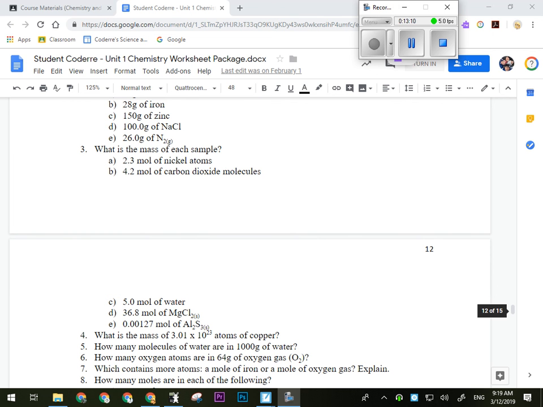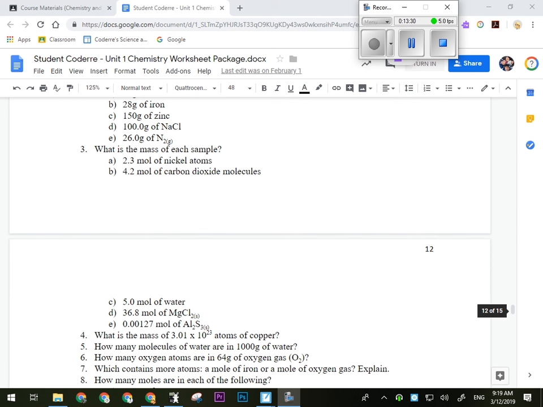So for question number 3, they're asking you to use the mole equation. So that's n equals little m over big M. This time they're asking you to solve for the mass of each sample. So you have to manipulate it and then solve for the mass of 2.3 moles of nickel or 4.2 moles of carbon dioxide, whatever it happens to be. You need to solve for that.